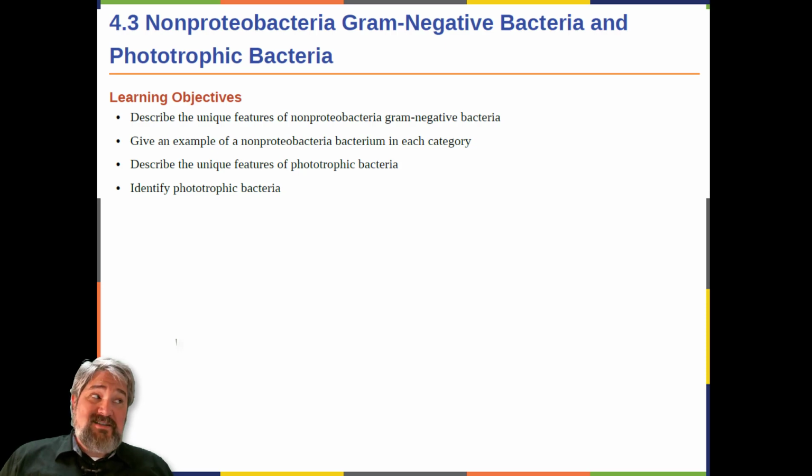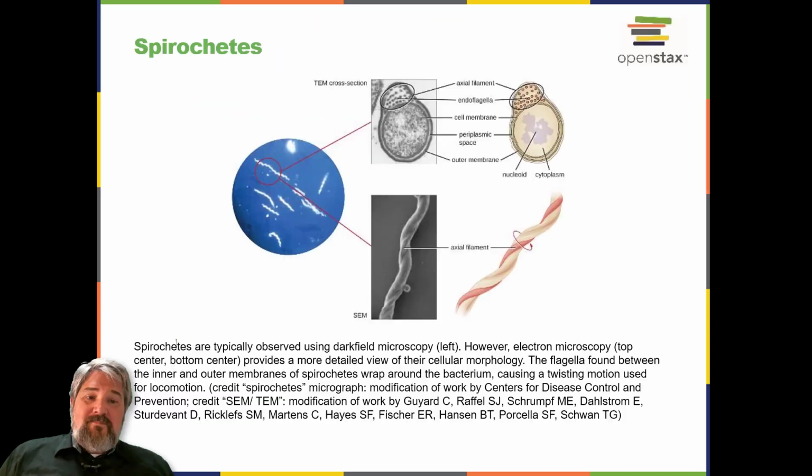Identify phototrophic bacteria. The majority of the gram-negative bacteria belong to the phylum Proteobacteria, discussed in the previous section. Those that do not are called the non-proteobacteria. In this section, we will describe three classes of gram-negative non-proteobacteria: the spirochetes, the CFB group, and the Planctomycetes. A diverse group of phototrophic bacteria that includes proteobacteria and non-proteobacteria will be discussed at the end of this section.